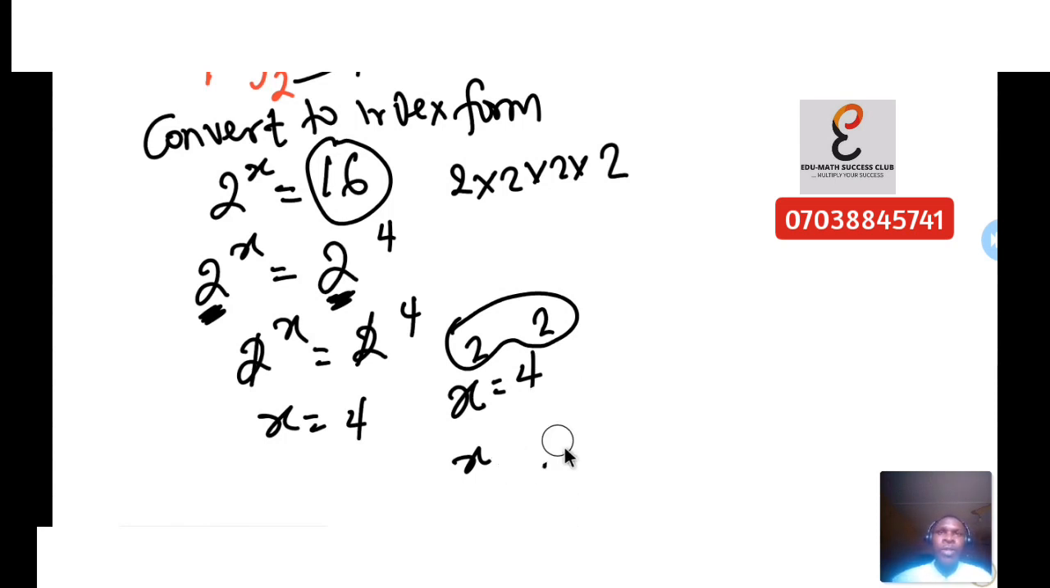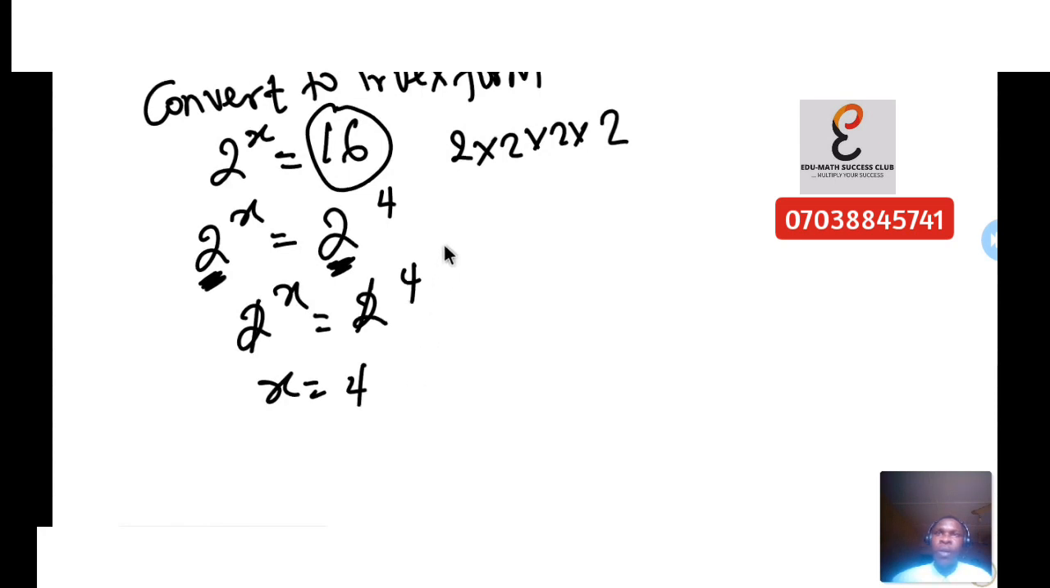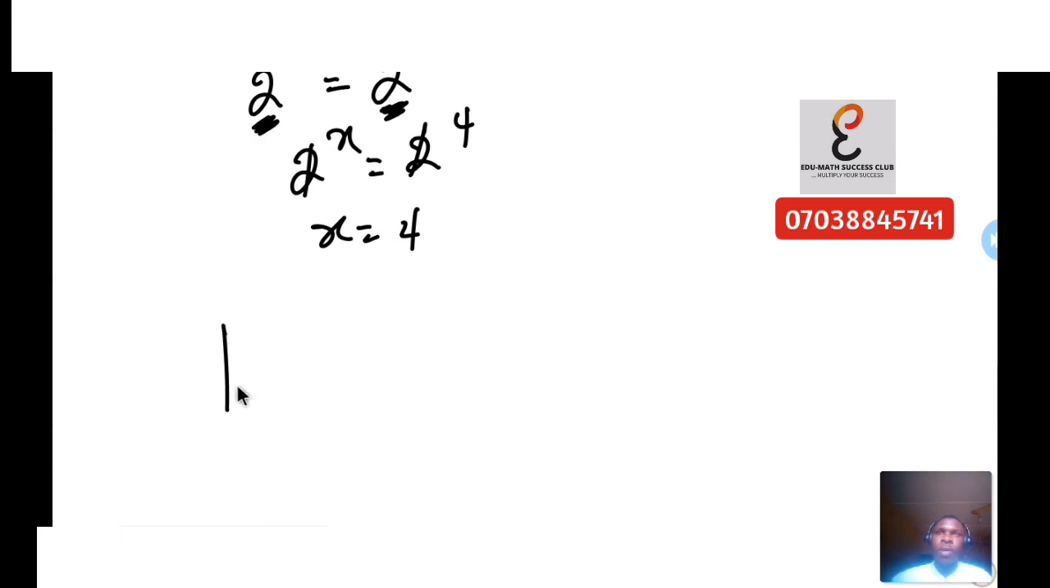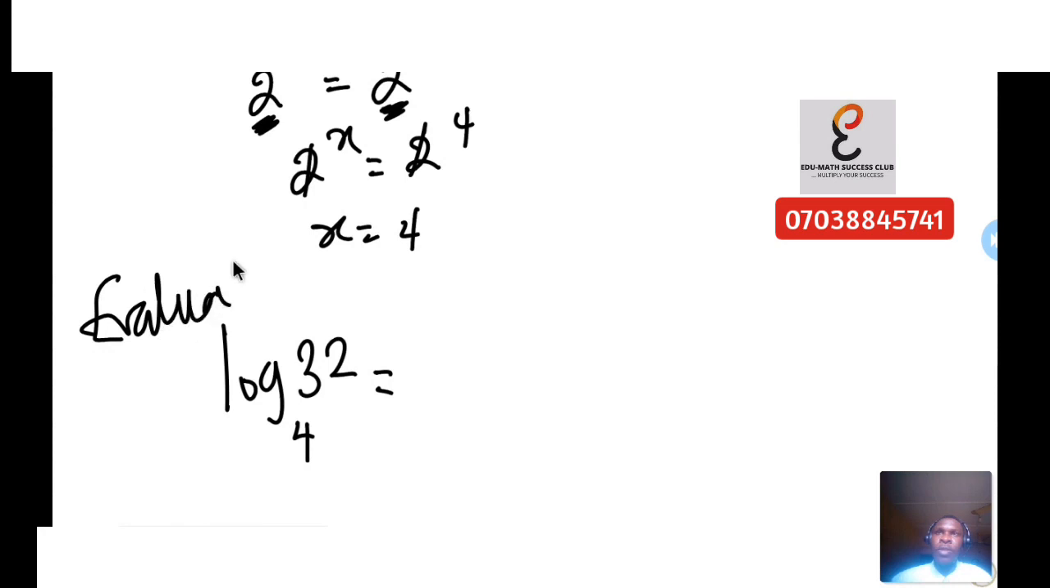Okay, now let's take one more example on how to evaluate logarithms. Now we have another example here. We have log 32 to the base 4, you have to evaluate this. So now you have to evaluate this logarithm expression. So the first thing to do, you have to equate it to a number, or a letter rather. So let's do that.